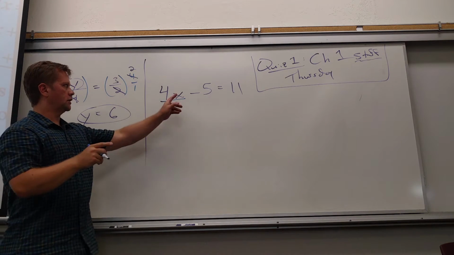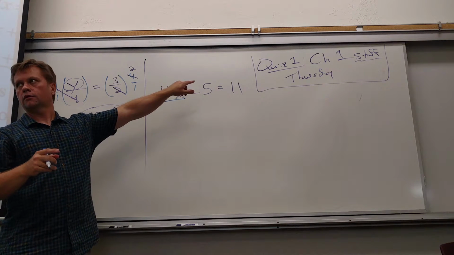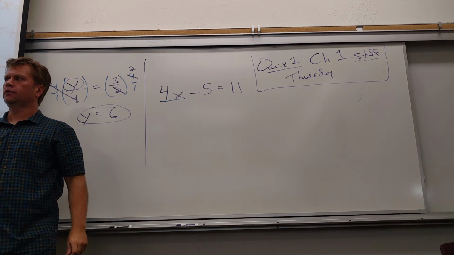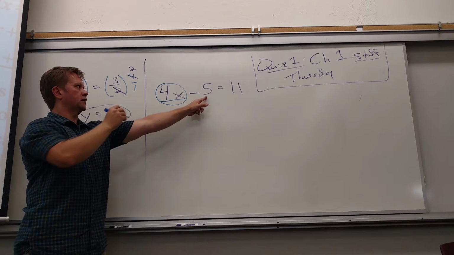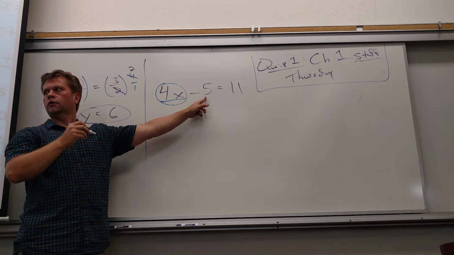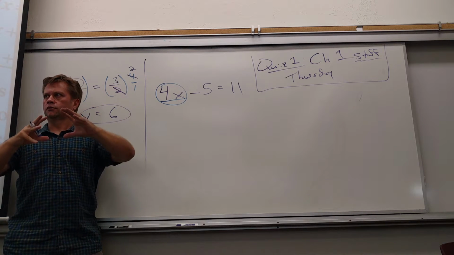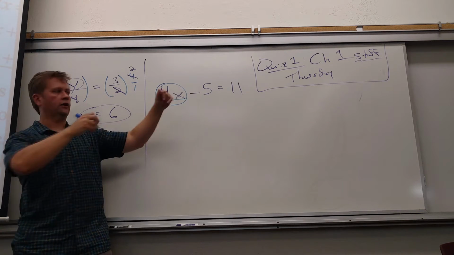So the first thing I want to do is get 4x by itself. Why is 4x not by itself? Now be careful. I'm not asking why is x not by itself, because there's multiple things why that. But why is this not by itself? Because of that. Get the term that has the variable in it by itself first. So how do you get rid of this minus 5? Add 5.